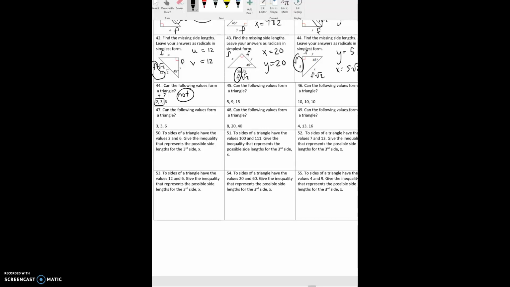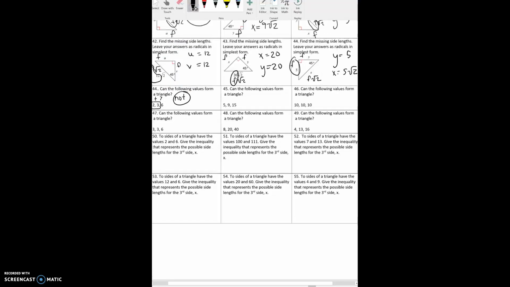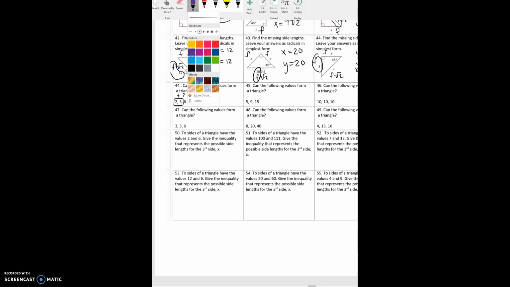You can also check the other ones as well. So 3 and 6 is bigger than 2. And 2 and 6 are bigger than 3. So a shortcut is to just do the 2 smallest numbers and see if, added together, they're bigger than the third side. So 5 and 9 are my smaller numbers. Added together is 14 and is not bigger than 15.